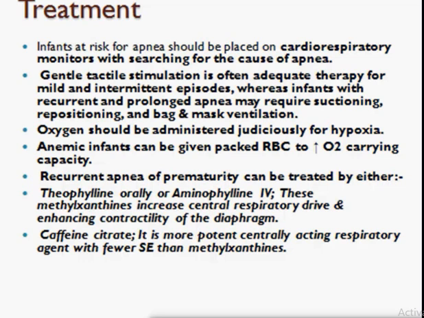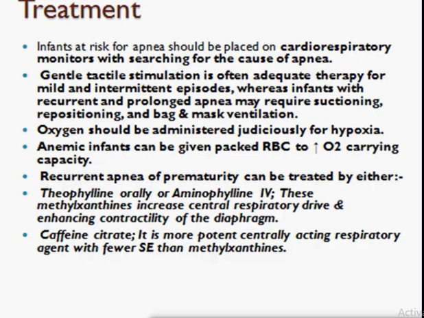Oxygen should be administered for hypoxia. Anemic infants, لأن إحنا قلنا هي الأبنية ممكن نسوي لنا apnea of prematurity, can be given packed RBC to increase O2 carrying capacity. Recurrent apnea of prematurity can be treated with either theophylline or caffeine, theophylline orally or aminophylline IV.